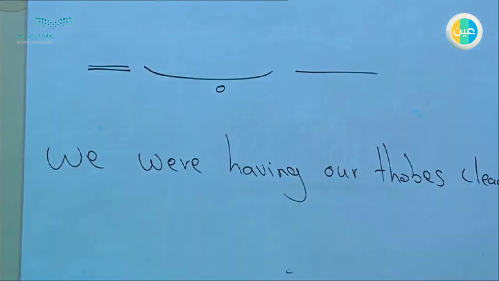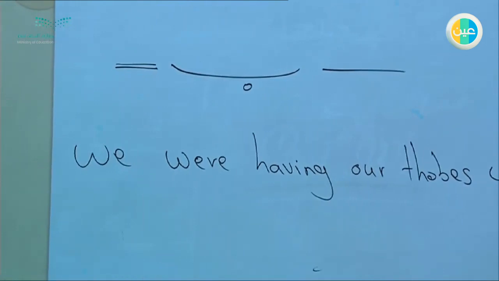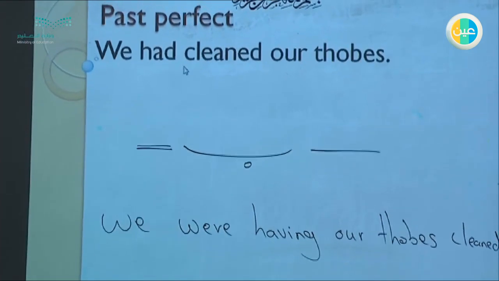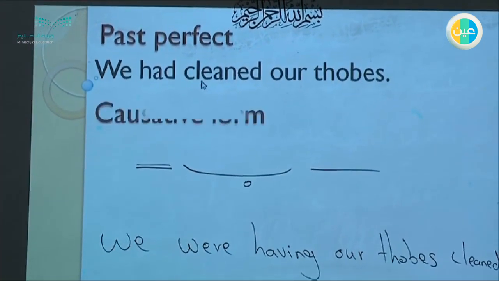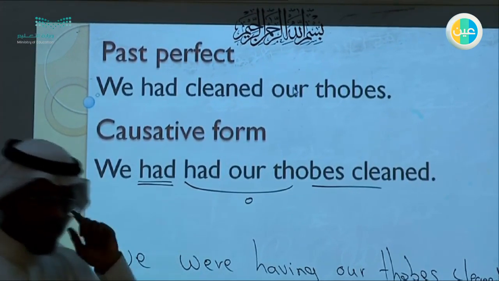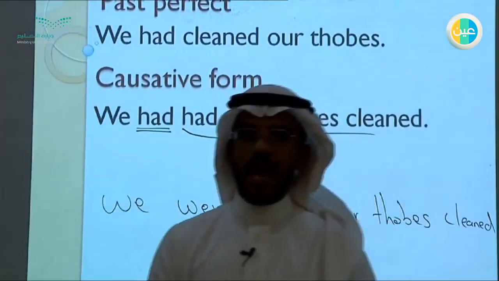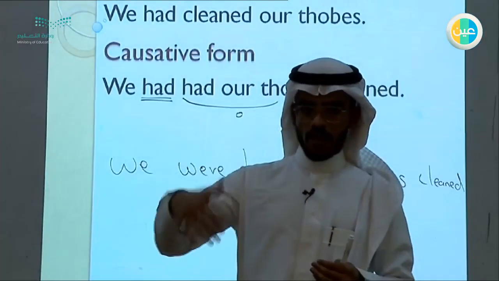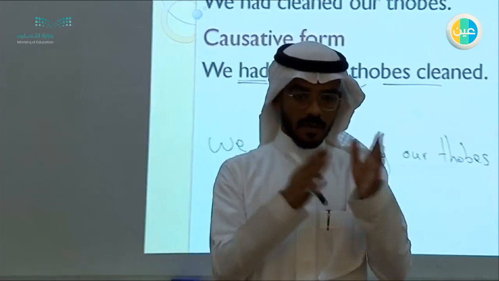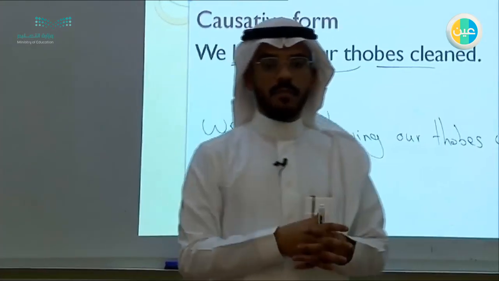Past perfect. We use past perfect when you talk about something in the past that also finished in the past. We had cleaned our thobes. Past perfect, as you know, when you talk about two actions in the past and the first action happened before the second action. يعني شيء صار في الماضي، الحدث الثاني ما تم إلا بعد ما تم الحدث الأول.